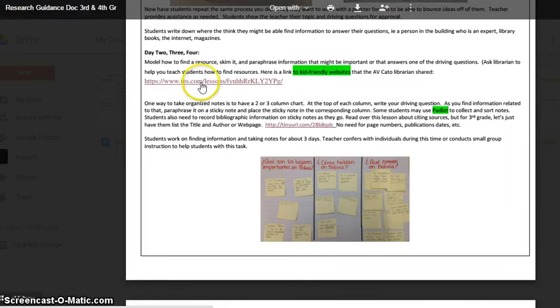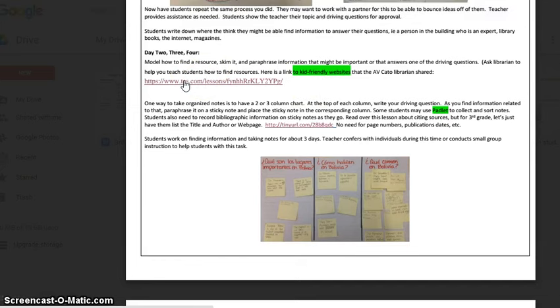So here is a link to kid-friendly websites where students can be looking that information up. You can use the computers that are in your room, or you can take the kids to the computer lab at this time. You can also take the students to the library to look for books. So here, those days 2, 3, and 4, they're just finding information and recording that information on sticky notes, paraphrased information on sticky notes.